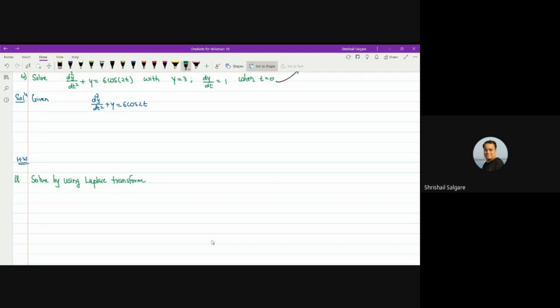Fifth example, dy by dt plus 2y integral 0 to t y of t dt is equal to sin t with the condition that y of 0 is equal to 1.